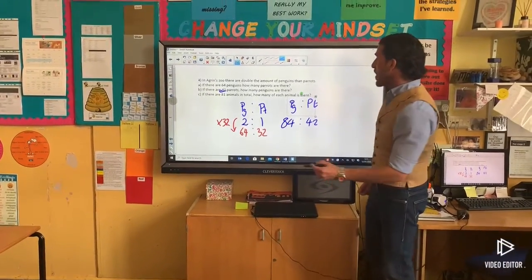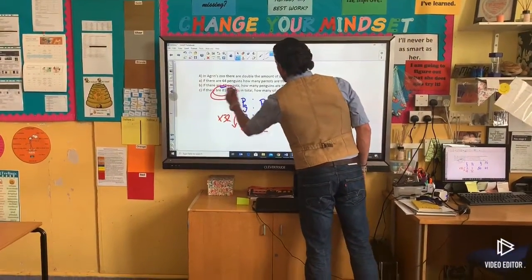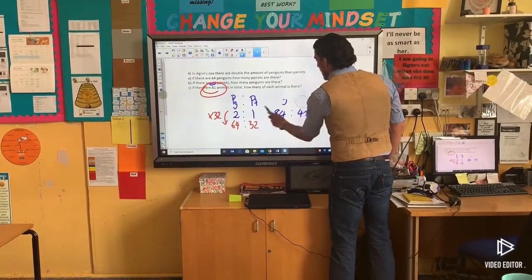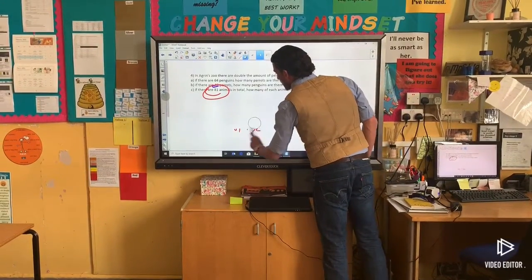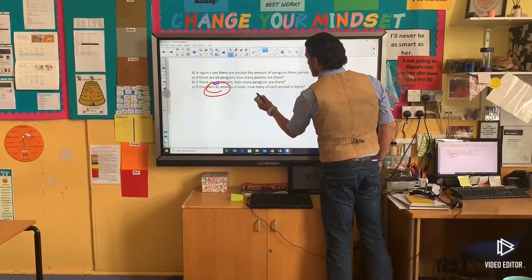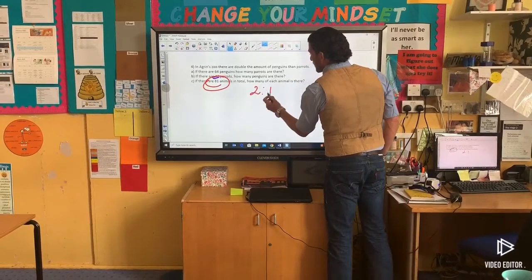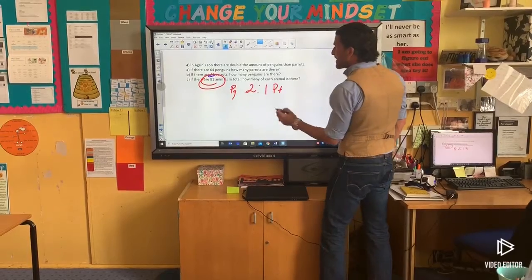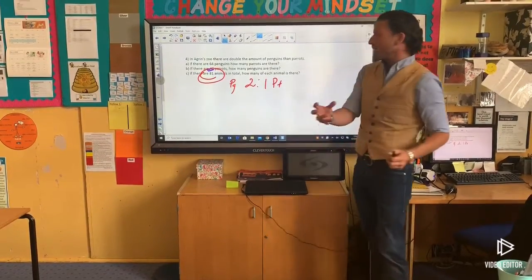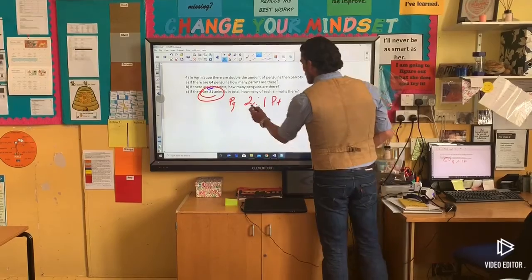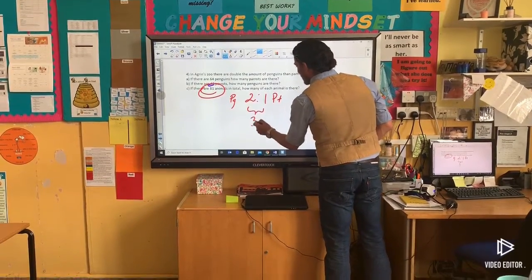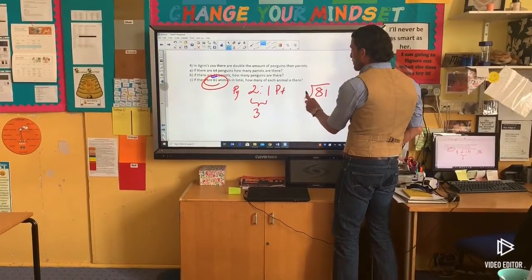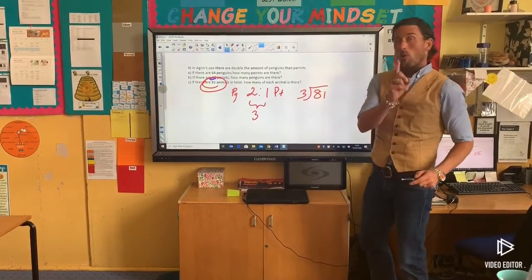Now, if there are 81 animals in total, how many of each animal are there? We're still going to use that initial ratio that we started with. So our ratio is 2 to 1, where this is our penguins and these are our parrots. All together they're going to be 81. We have to find out how many parts our ratio is split into. 2 add 1 means that my ratio is now in 3 parts. So if I have a total of 81, I've got to do 81 divided by 3 to find out what one part of that ratio is.